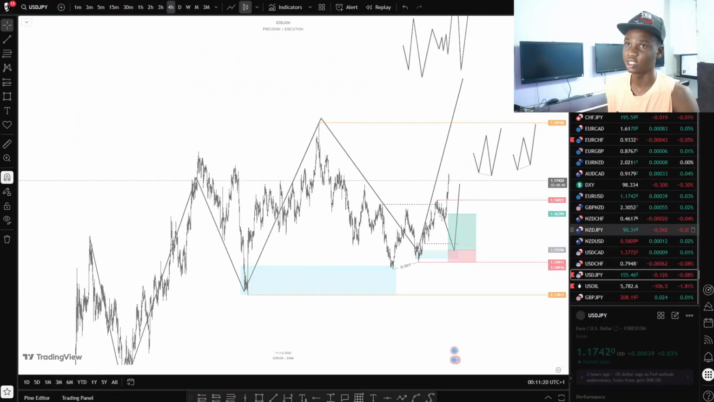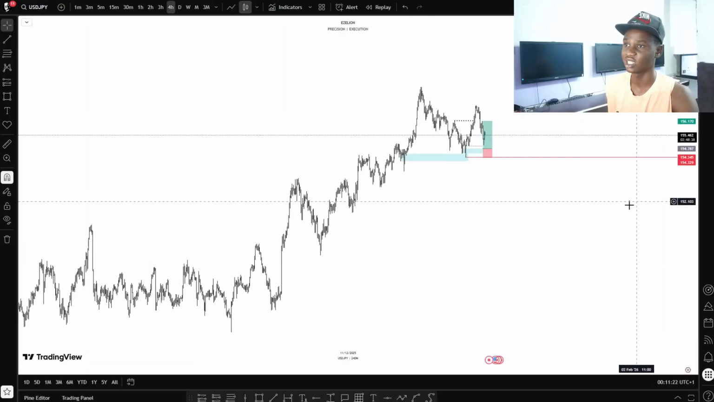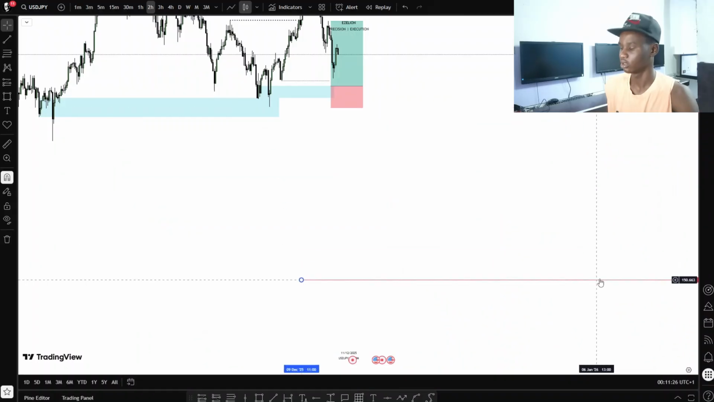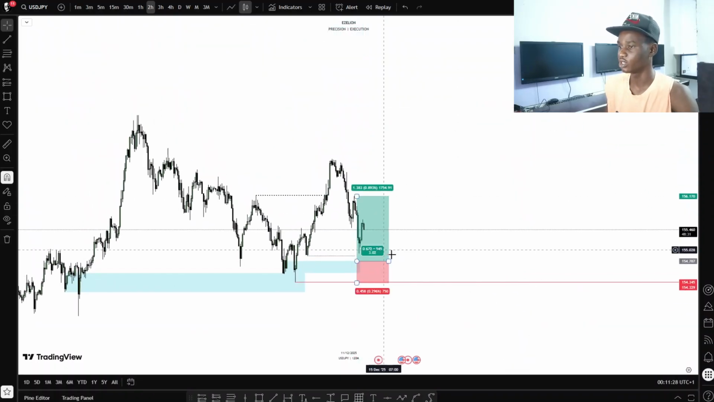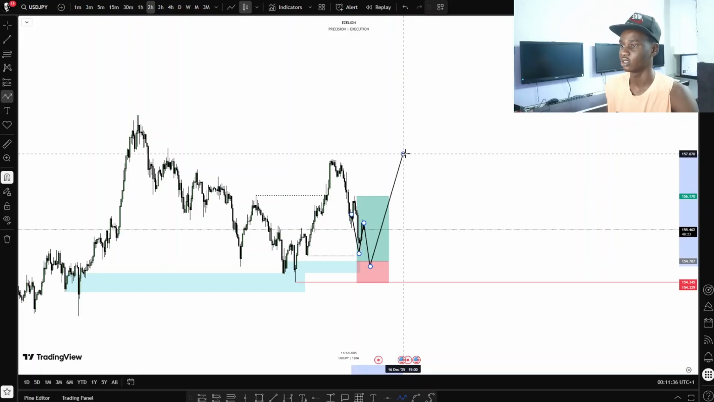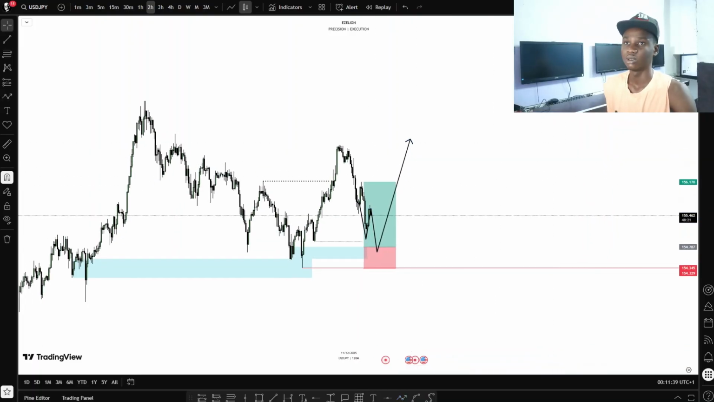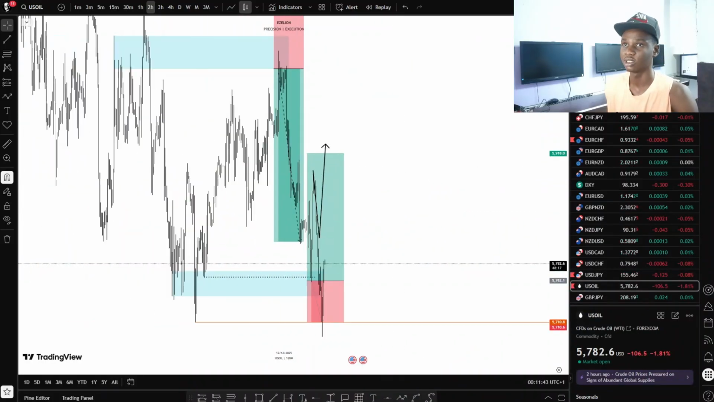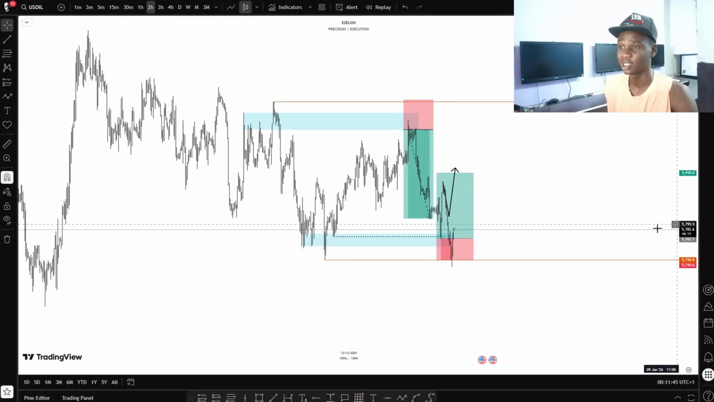Now we have USD JPY. USD JPY is about to get triggered, and we are having some form of inducement. Price is forming some form of inducement, so what price is going to do is come back, take it out, and hopefully give us our trade.